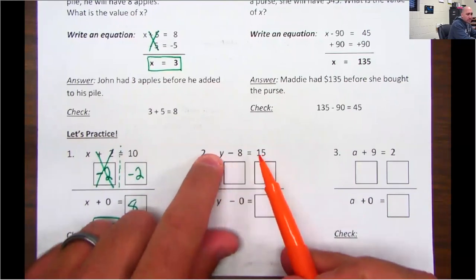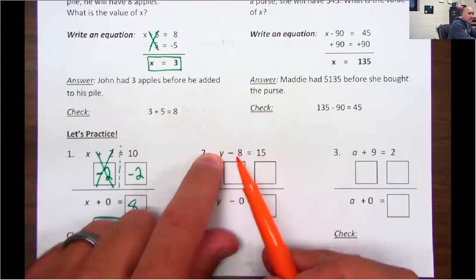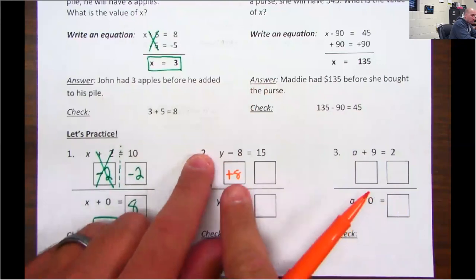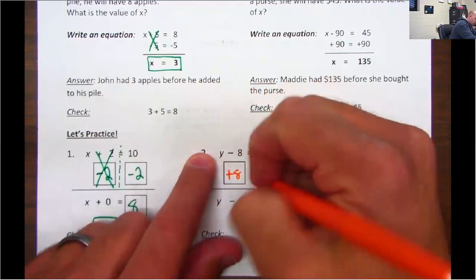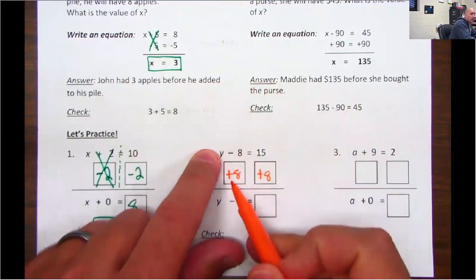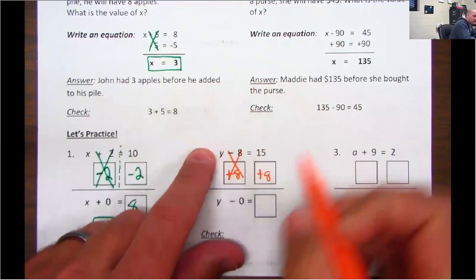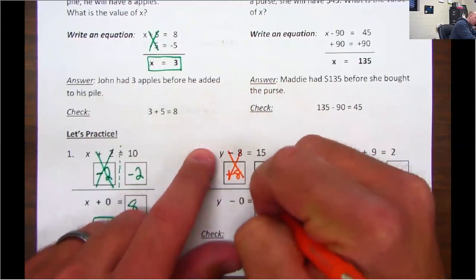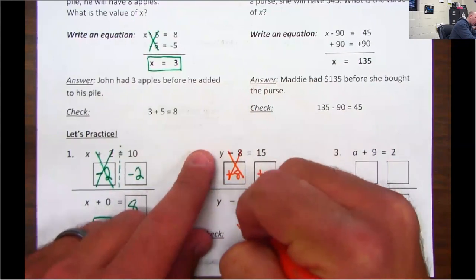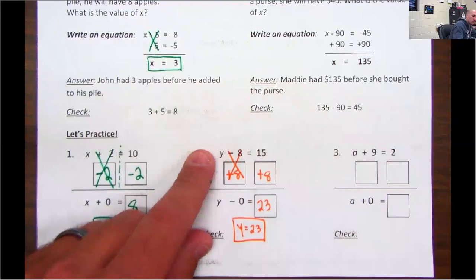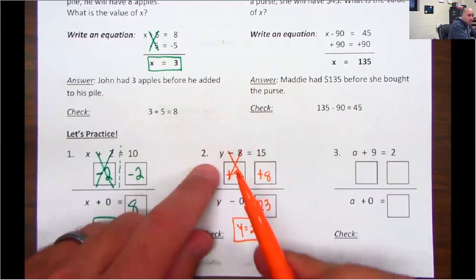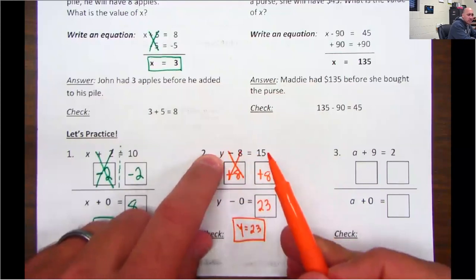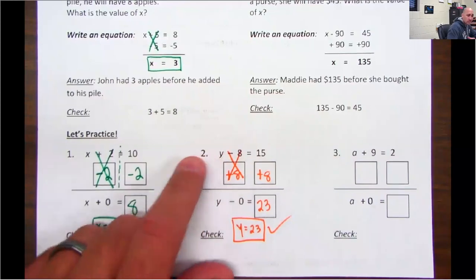Y take away 8 equals 15. The inverse of subtracting 8 is to add 8. Again, what you do to one side, you have to do to the other. 8 minus 8 zeroes out, so it's gone. It leaves you with your y. 15 plus 8 is 23. So y equals 23. Plug it in just to make sure. You said y is 23. 23 minus 8, is that 15? Yes, it is. So that's a good answer.